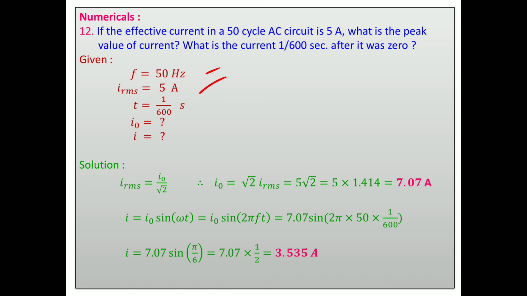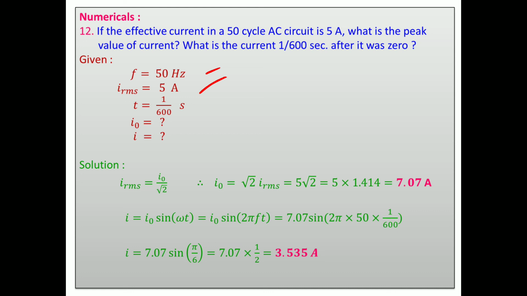Look here. What is the peak value of the current? What is the current 1 upon 600 second after it was 0? Again, the same numerical is there. We have to calculate the peak current as well as the instantaneous current. Peak current, we know that IRMS equals I naught upon root 2. Same things are as concerned in the MCQ. I naught equals root 2 IRMS, and IRMS is 5, so I naught is 5 root 2.